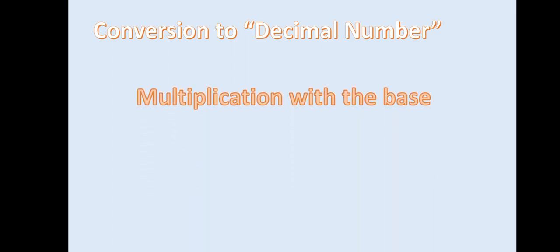Now, converting to a decimal number, what are we supposed to do? Now, always remember, we have to multiply with the base. Now, what does this mean? Now here, as you can see, we have a decimal number. Now to convert into a decimal number, what are we supposed to do?